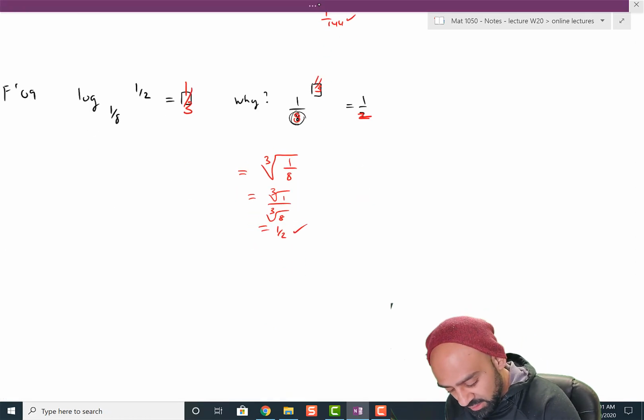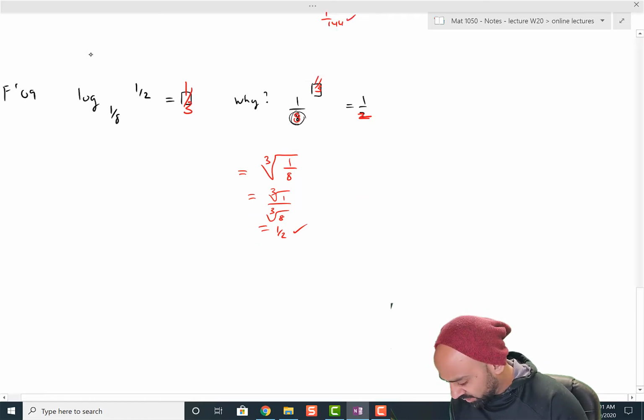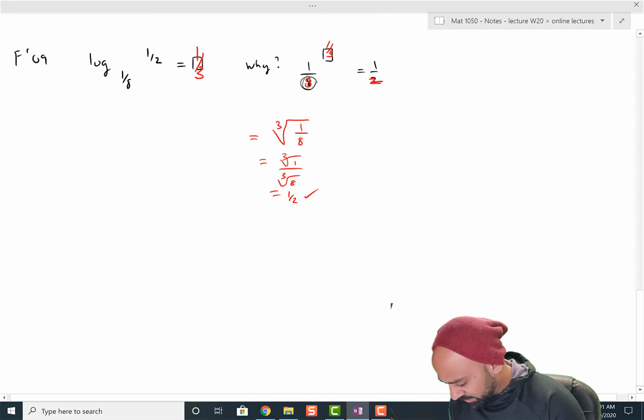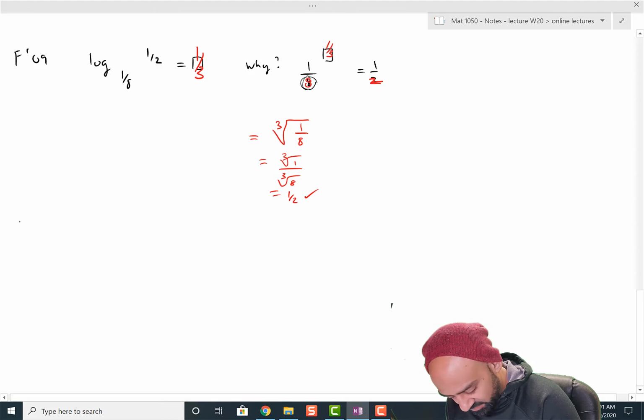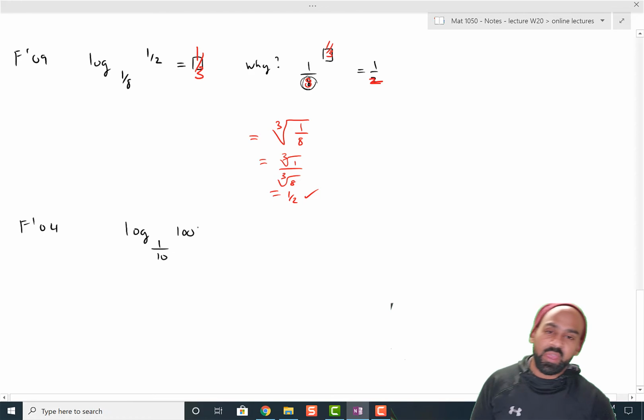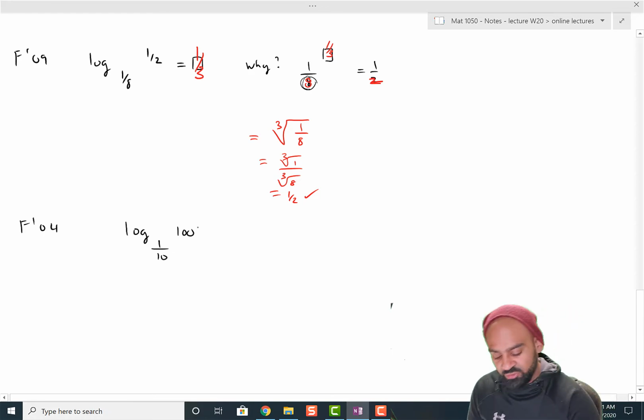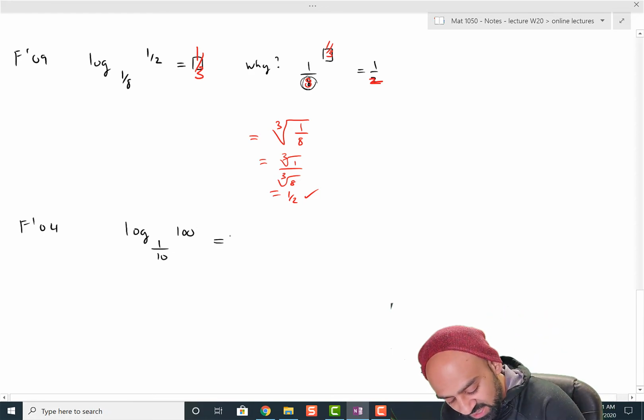Okay, so they're getting a little more complicated, but it's no big deal. All right, so let's look at this guy. How about this, this is a good one. This one came from fall 04, and this is log base 1/10 of 100. Okay, so this one was particularly interesting because even thinking about it was hard.